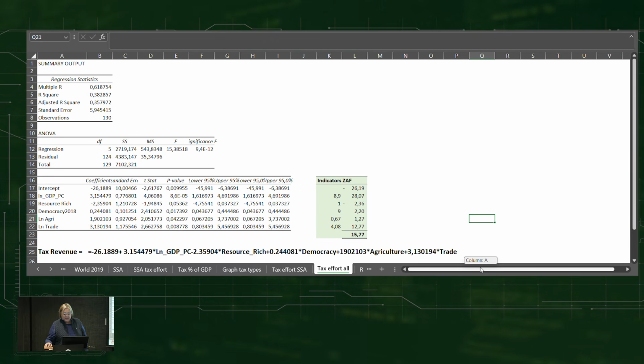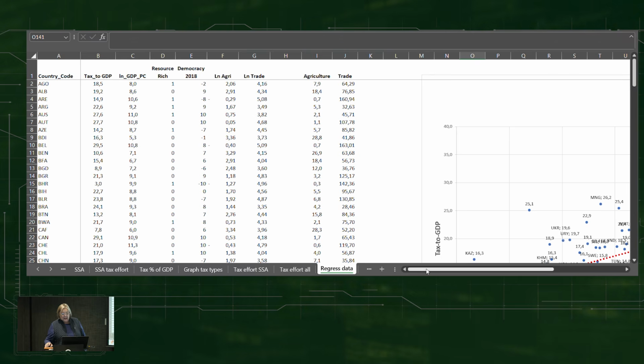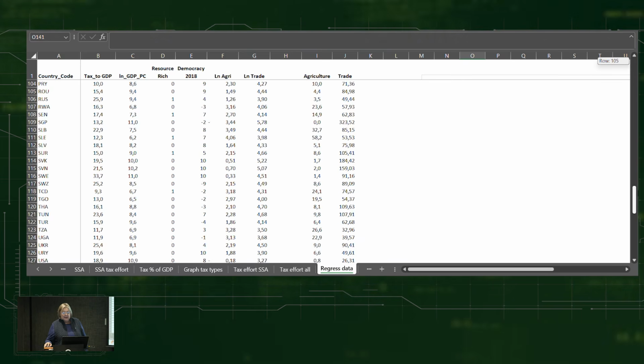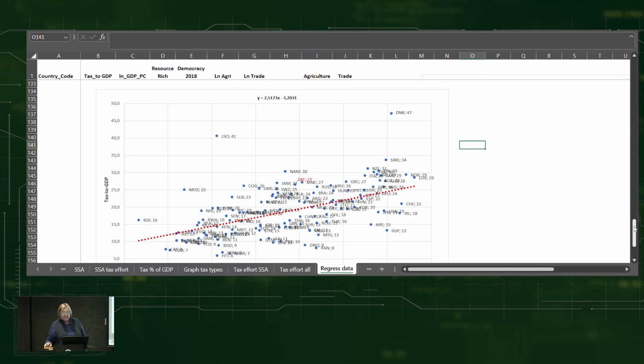This is the tax effort of all. So if we do all of them, then we get to a tax effort of 15.77 for South Africa. You will just change the indicators here for your country. And then this is the database that was set up to regress the data. You'll see the tax to GDP ratio is the dependent variable, and then these are all the independent variables. And I've then done the graph down here.